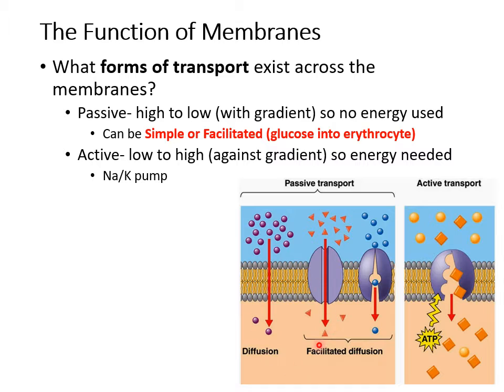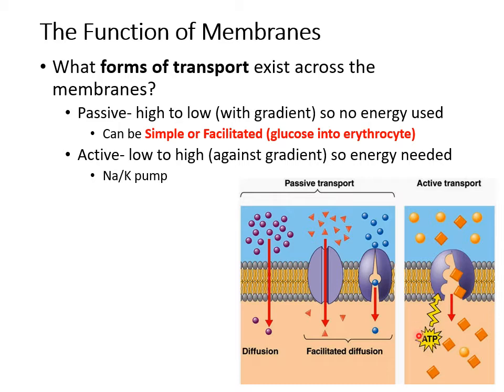And one of the examples that they use in textbooks a lot for facilitated diffusion is glucose passing into an erythrocyte. That's an example of facilitated diffusion, whereas small uncharged molecules like O2, N2, CO2, any of those passing through the membrane, they're going to go through simple diffusion. Now on the other side of this figure, you have active transport.